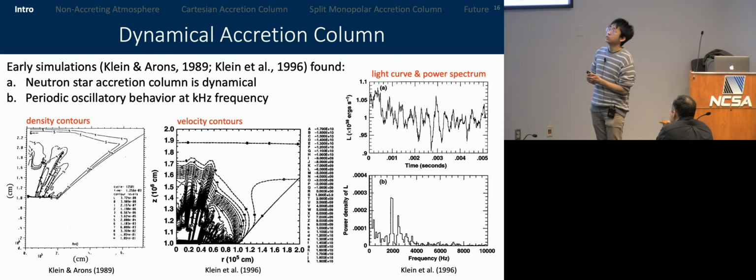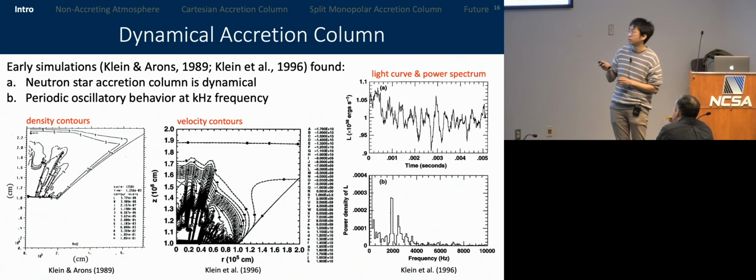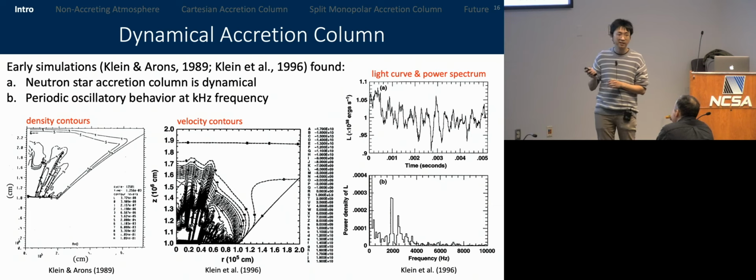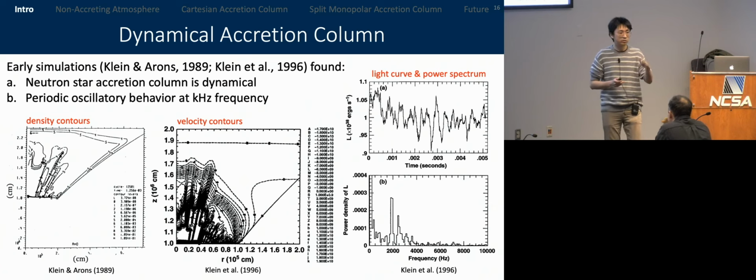I think 15 years later, this is the first simulation of the neutron star accretion column, done by Klein and Arons. And after that, nobody has done that. I do not know the reason. There's a Japanese group that did something similar, but they do not have accretion. They used it to evaluate the regime rather than the actual accretion column.